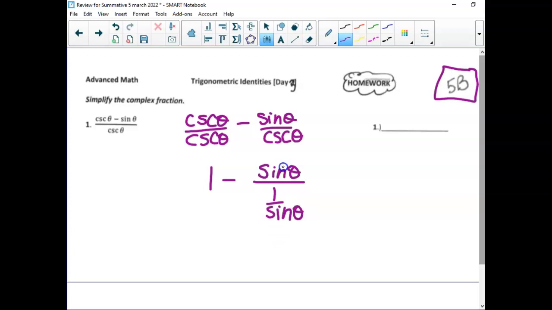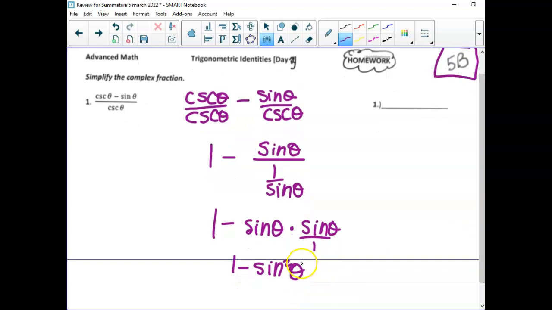So what happens when you divide sine by 1 over sine? The bottom flips over, right? So it becomes times sine theta over 1. Is everybody okay? And then that will become what? 1 minus sine squared. Now, we're down to only one function.